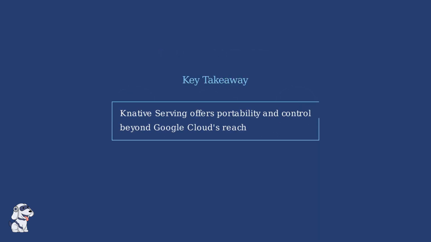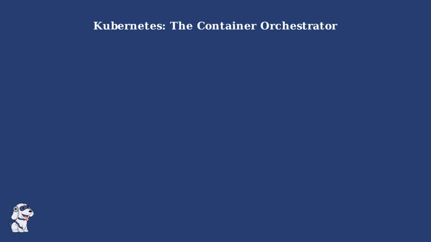Here's the key takeaway. Native serving offers portability and control beyond Google Cloud's reach. While Cloud Run provides convenience and managed services, native serving gives you the freedom to run your serverless applications anywhere Kubernetes can run. Now let's talk about Kubernetes.